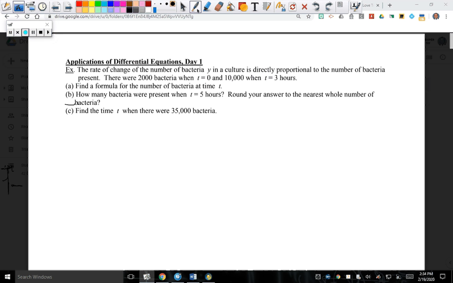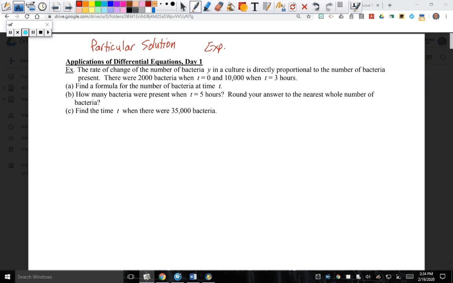All right, here we go. Day 3 for differential equations. We are going to look at solving for the particular solution to these differential equations, dealing more so with exponential growth. Okay, so exponential growth.